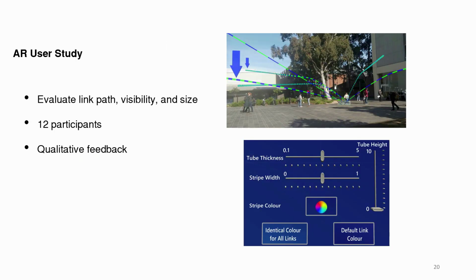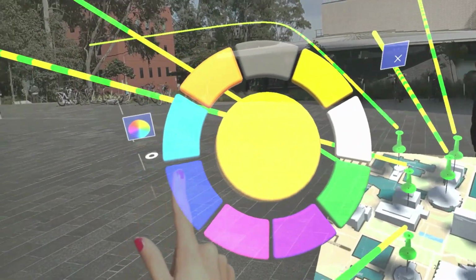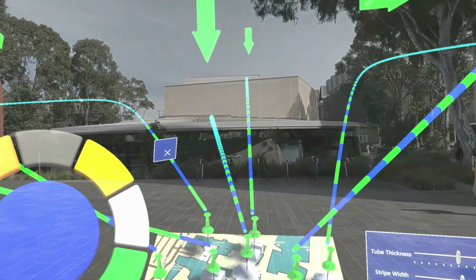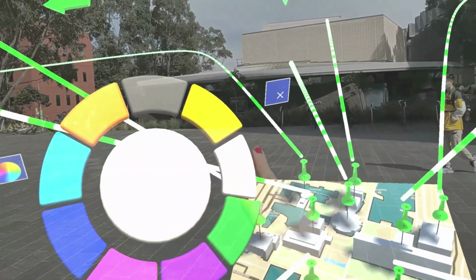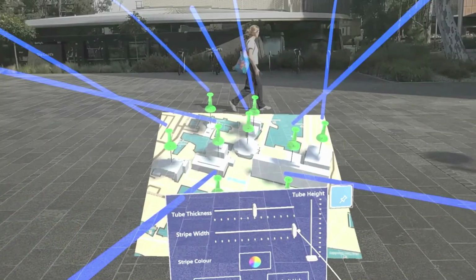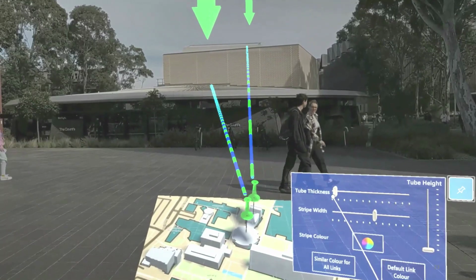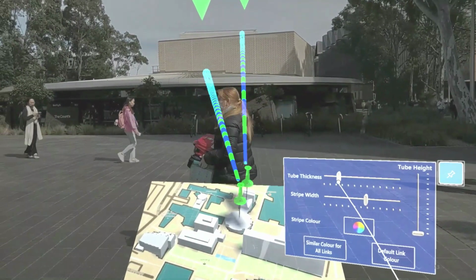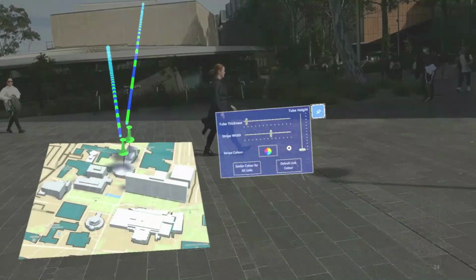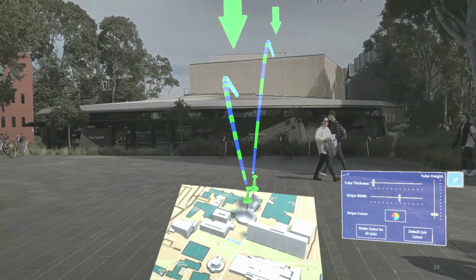We recruited 12 participants and collected qualitative feedback on link path, color, visibility, and size. We replaced the particles with animated stripes to reduce information clutter and used the speed of animation to encode the distance to the building. Participants could change the stripe color. They could add a stripe or change the stripe width. They could change the end diameter of the tube. They could curve the link upward to avoid moving objects.